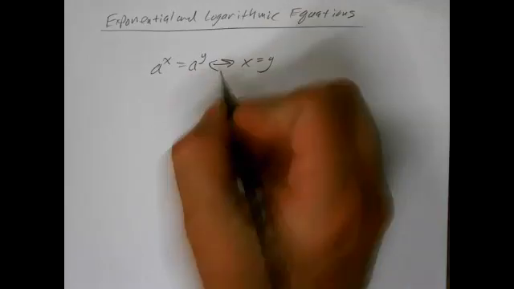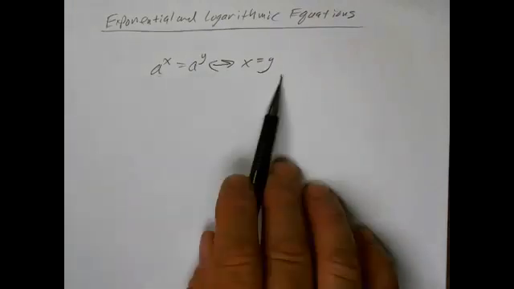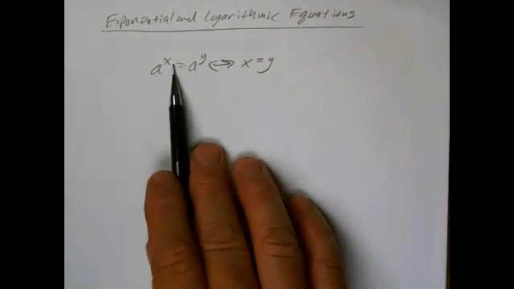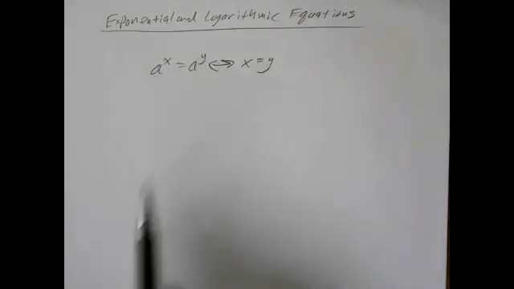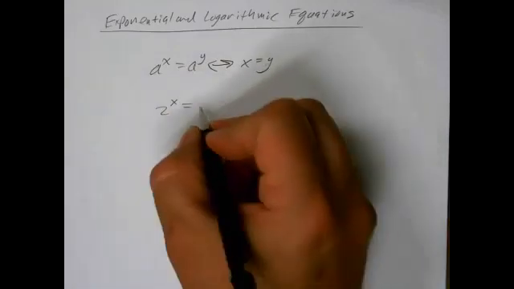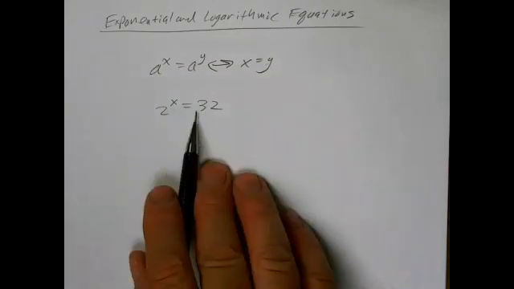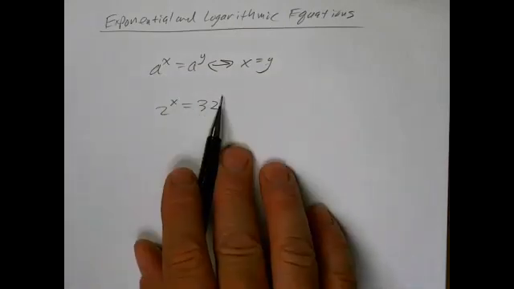This is a double implication. It actually works both ways, but we're going to mainly put it to use in this left to right direction, the one that says a to the x equaling a to the y will always imply x equals y. So again, that is just making use of the one-to-one property of exponents. An example of that being used would be if you have 2 to the x equaling 32. If we can just get the bases the same, then we can assume the powers are the same.